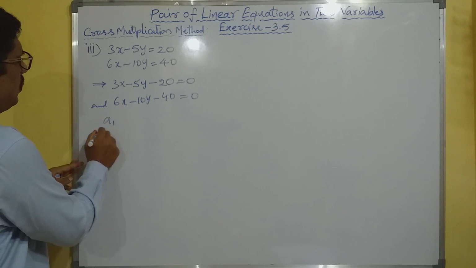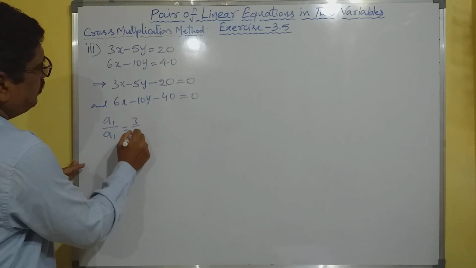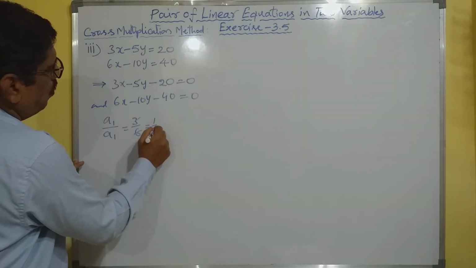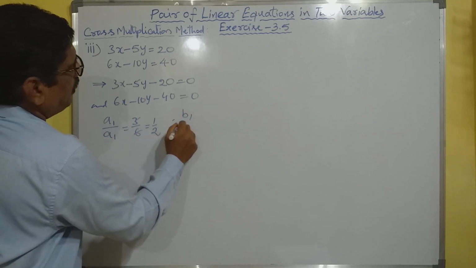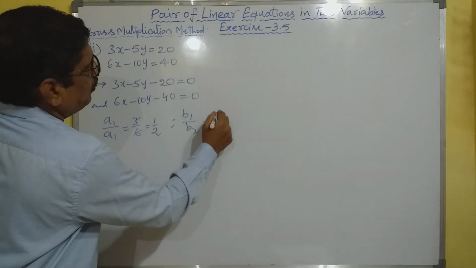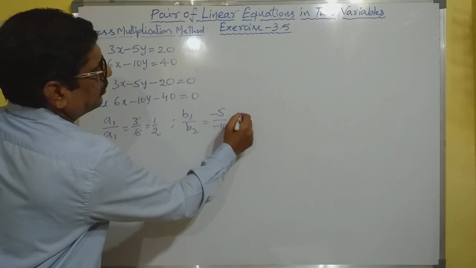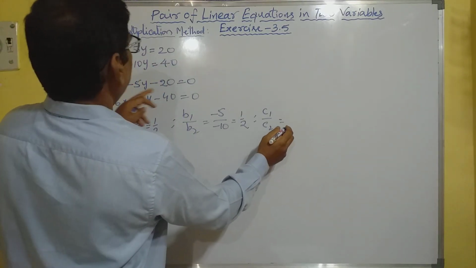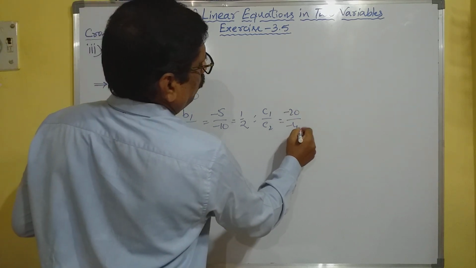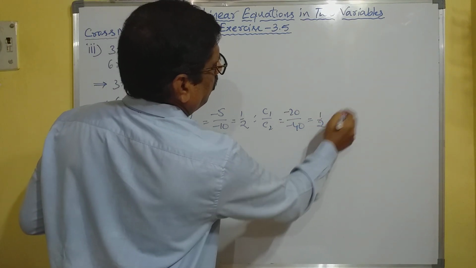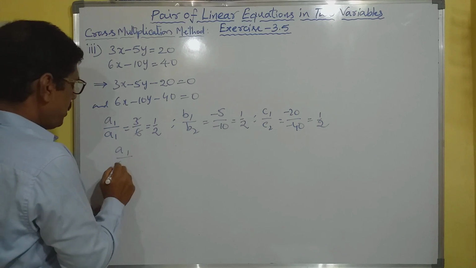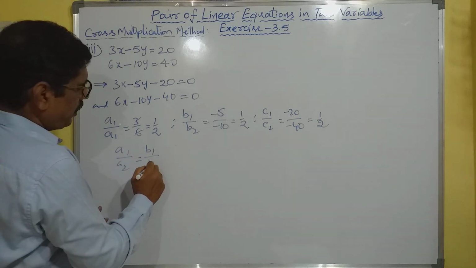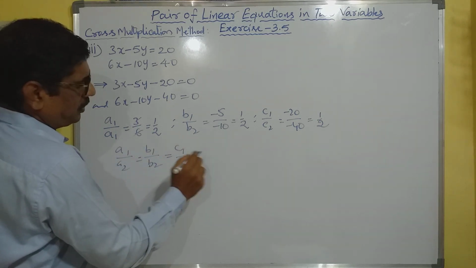Let us check whether the equations have a solution or not. So what is a1 by a2? 3 by 6, which can be written as 1 by 2. Here b1 by b2 is equal to minus 5 by minus 10, which can be written as 1 by 2. And also c1 by c2 is equal to minus 20 by minus 40, which also can be written as 1 by 2. Here a1 by a2 is equal to b1 by b2 is equal to c1 by c2.